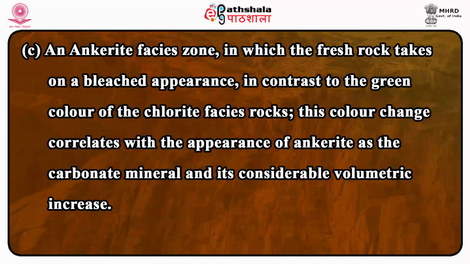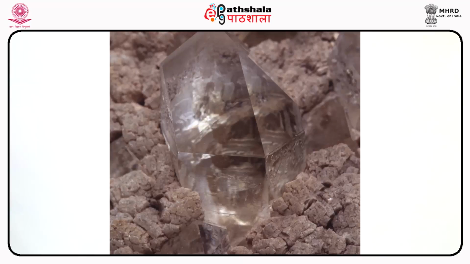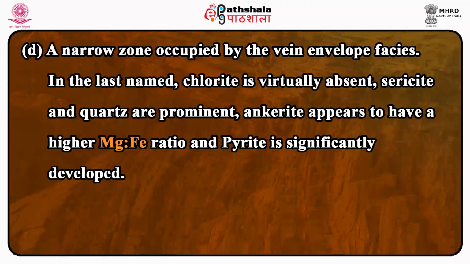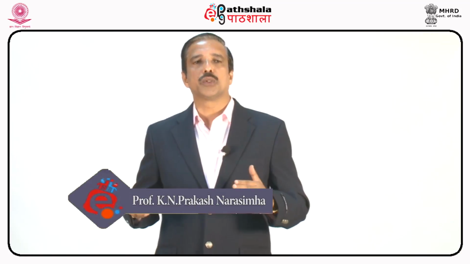And number 3, an ankerite facies zone in which the fresh rock takes on a bleached appearance in contrast to the green color of the chlorite facies rocks. This color change correlates with the appearance of ankerite as the carbonate mineral, its considerable volumetric increase. There is a concomitant increase in quartz and sericite as the vein is approached and chlorite decreases. And number 4, a narrow zone occupied by the vein envelope facies. In the last named, chlorite is virtually absent. Sericite and quartz are prominent. Ankerite appears to have a higher Mg/Fe ratio and pyrite is significantly developed. The mineral assemblage of the various zones can be considered as metamorphic greenschist facies assemblages, which grew under the influence of different carbon dioxide concentrations in the interstitial fluid.